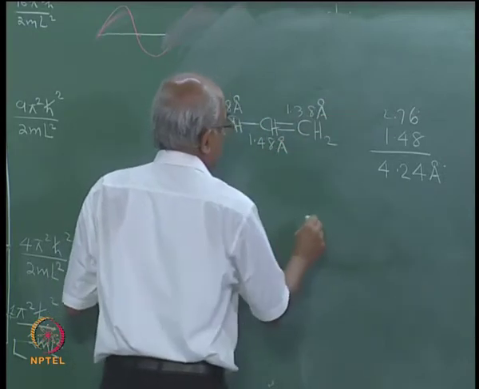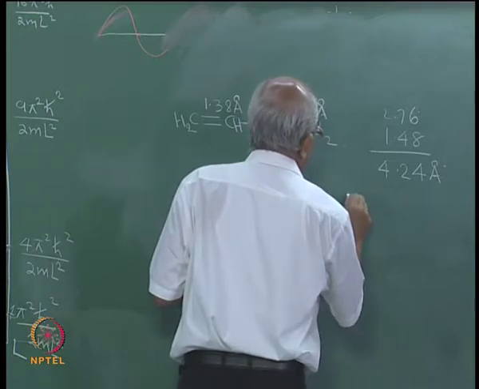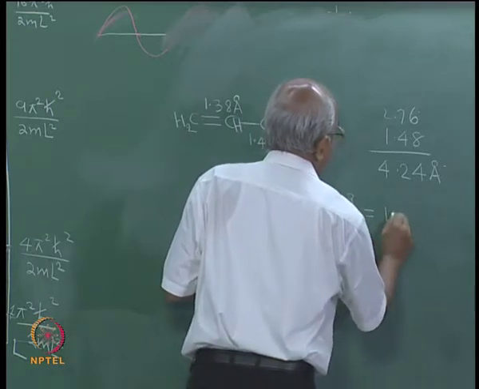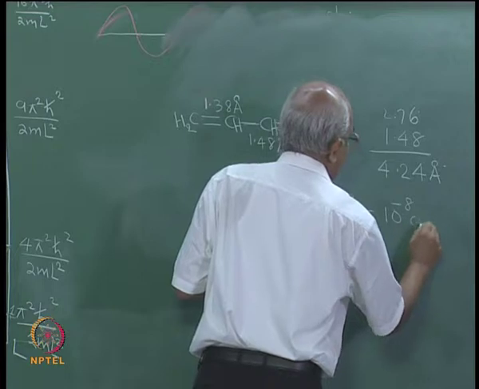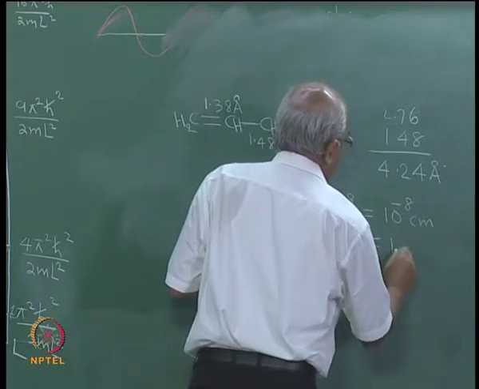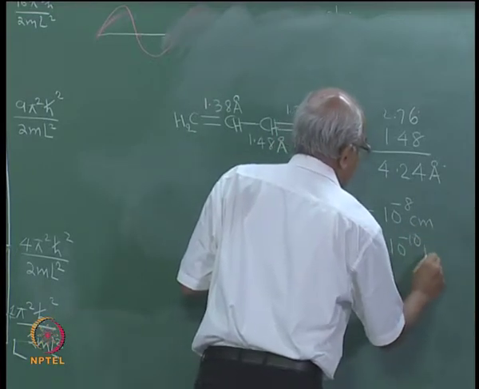So, how much is an angstrom? An angstrom is, again let me remind your memory, 10 to the power of minus 8 centimeters, or it is equal to 10 to the power of minus 10 meters.